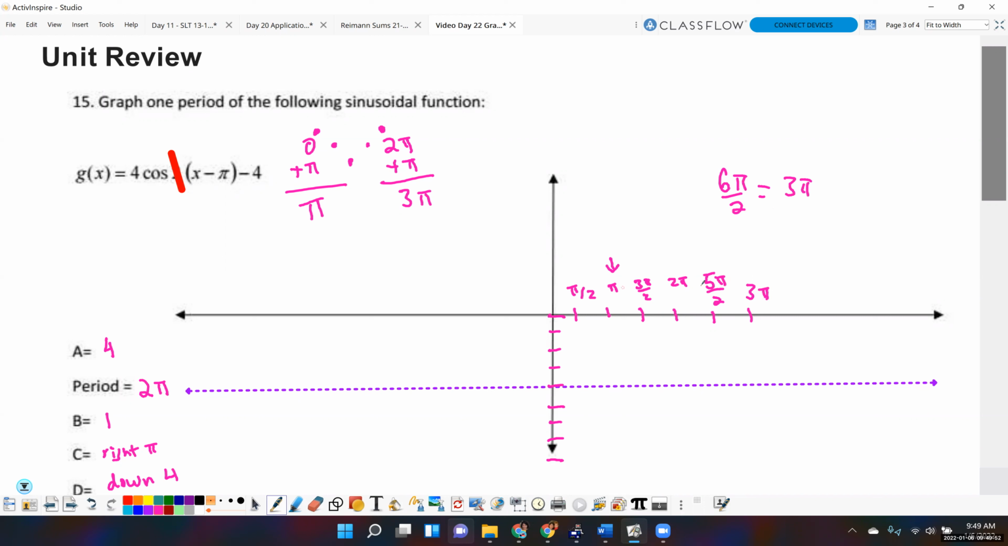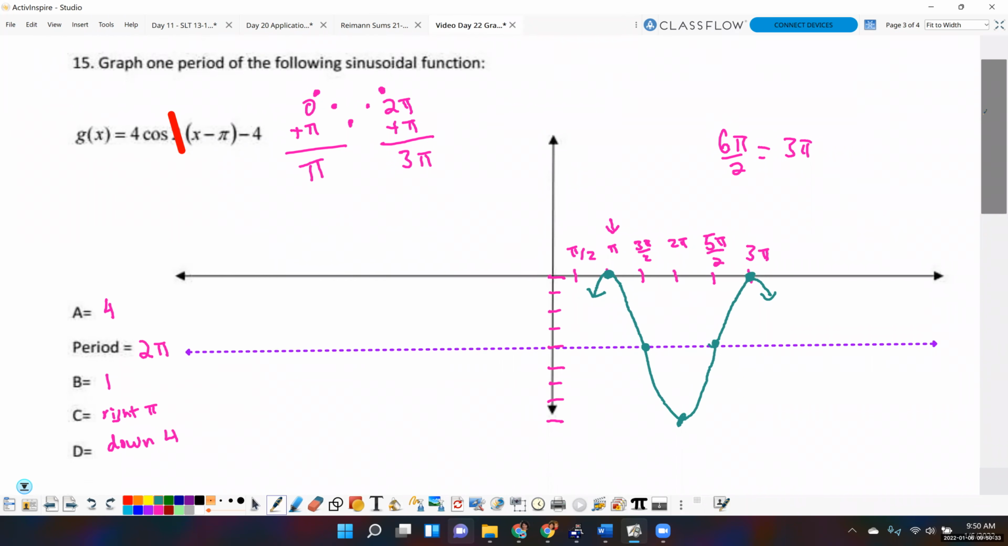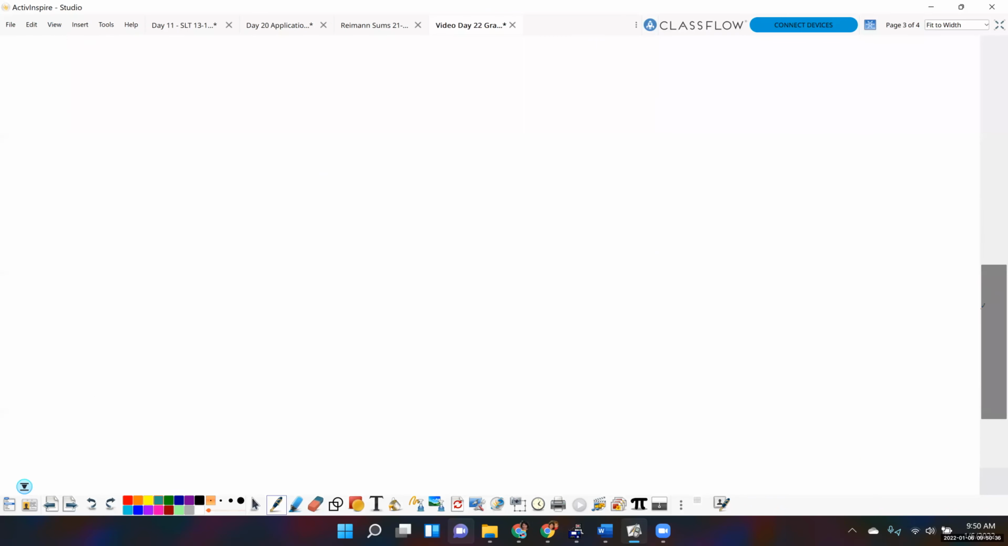And I wrote my scale marks above the x-axis because I kind of know that I'm going to need to put my points down in this area, because I know the graph goes maximum, center, minimum, center, maximum. I think that's it on this page. Let's see. Yep, that was it.